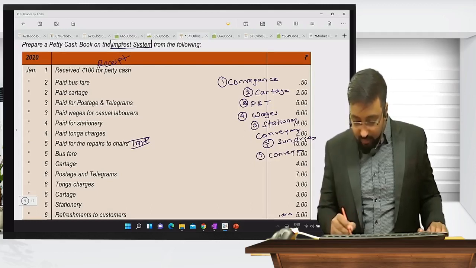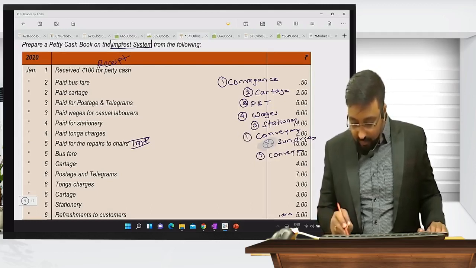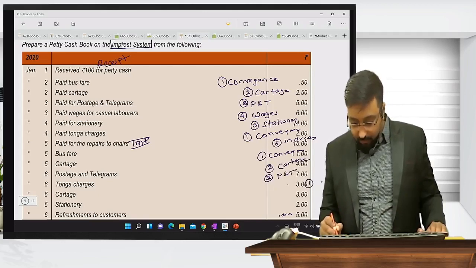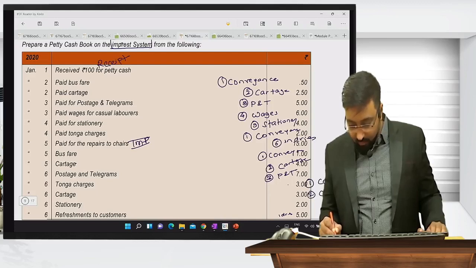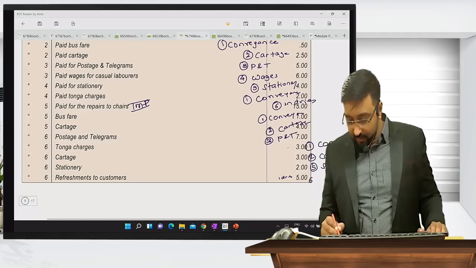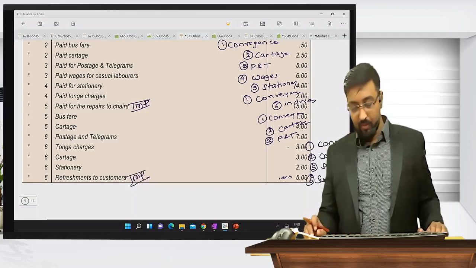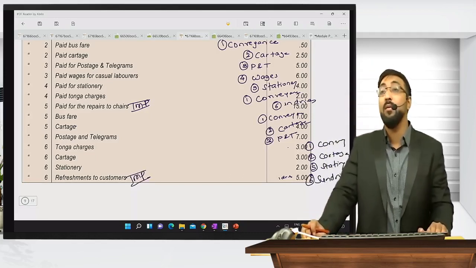Oh sorry, this is number 1 again. Sundries is number 6 actually. Conveyance is 1. Cartage is number 2. Postage and telegram 3. 3 rupees again 1, conveyance. Tonga. Cartage. And stationery is number 5. And refreshment is sundries, once again. So refreshment you will record under sundries.